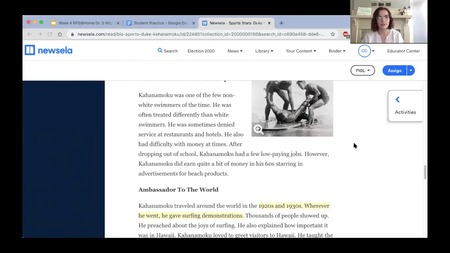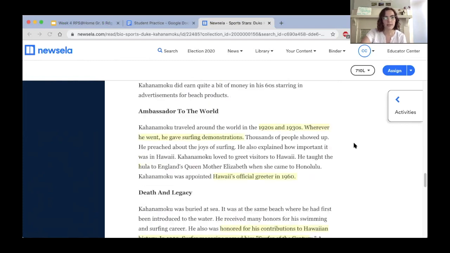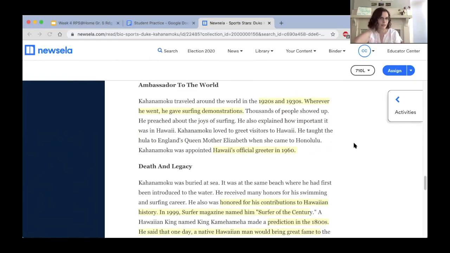After dropping out of school, Kahanamoku had a few low-paying jobs. However, Kahanamoku did earn quite a bit of money in the 60s, starring in advertisements for beach products. Ambassador to the world. Kahanamoku traveled around the world in the 1920s and 1930s. Wherever he went, he gave surfing demonstrations.